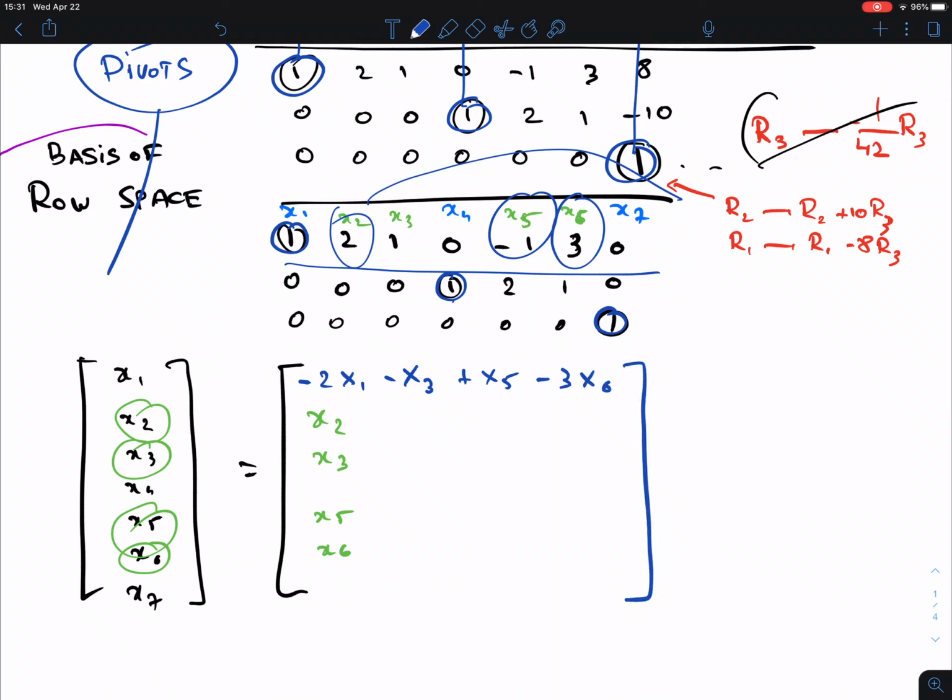We have to do the same for x4. So x4 is equal to minus 2 times x5. This guy, then this to the other side is minus x6. There's no x7, so we're good. Of course there can be no x7, because it's a free variable.